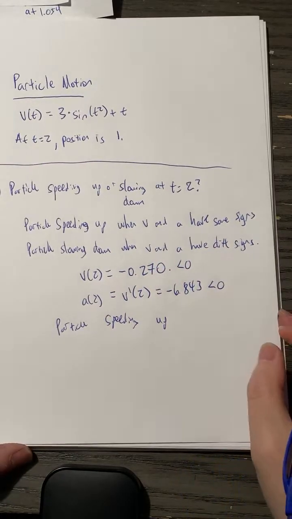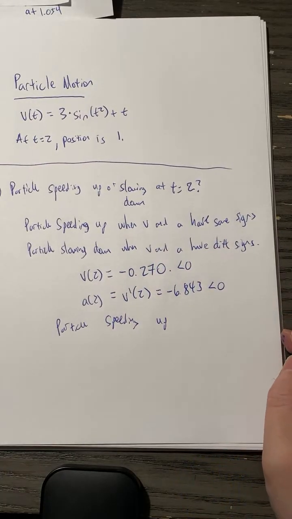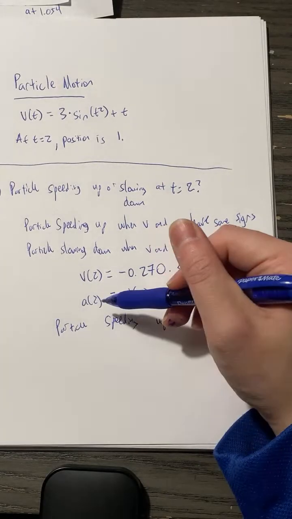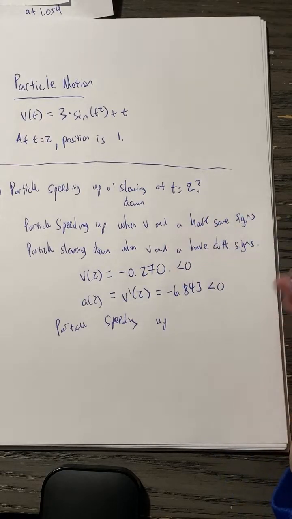This is usually the first question on these particle motion questions, and usually it's only worth 2 points, maybe 1 point, because it's a pretty quick question. You just plug in to find the v, take the derivative, plug in, take the derivative for a, and then you just see if they have the same signs or different signs.